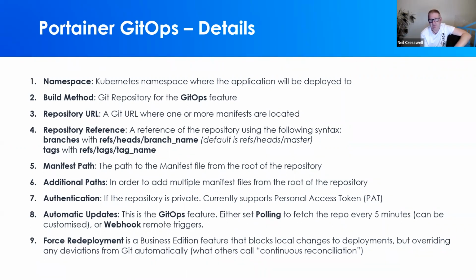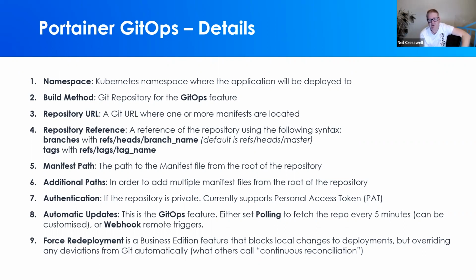And force redeployment, which I'll show you again, is a feature that will block local changes. So automatic updates will poll Git. If there is a change, it will deploy the change in production. If there is not a change, it does nothing.